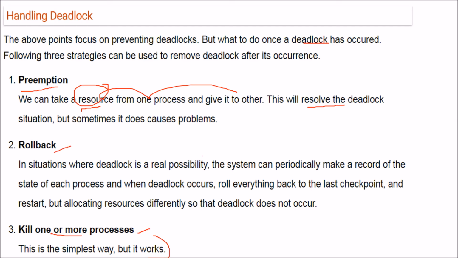Roll back. Where you know that deadlock is a real possibility, the system can be made to periodically record the state of each process. Say the system is going fine, and here deadlock occurred. The best thing is to roll back to before the deadlock. We roll everything back to the last checkpoint and then restart. Now we allocate resources differently so that the deadlock does not occur.